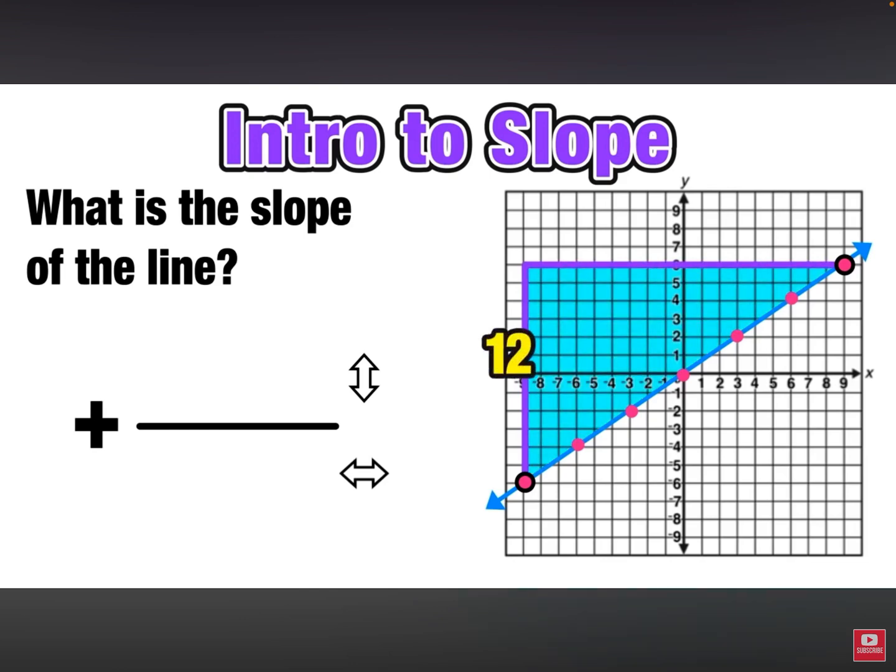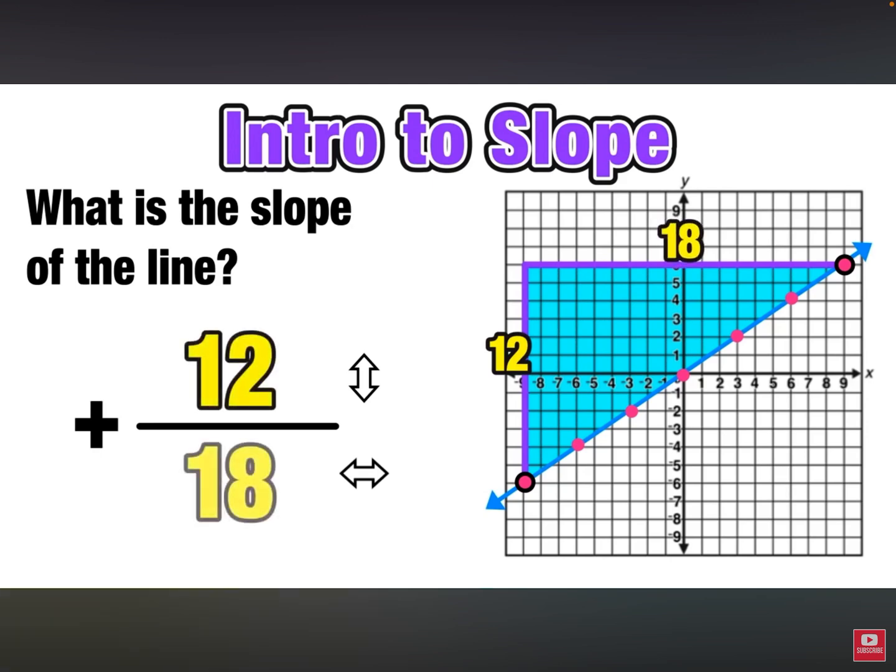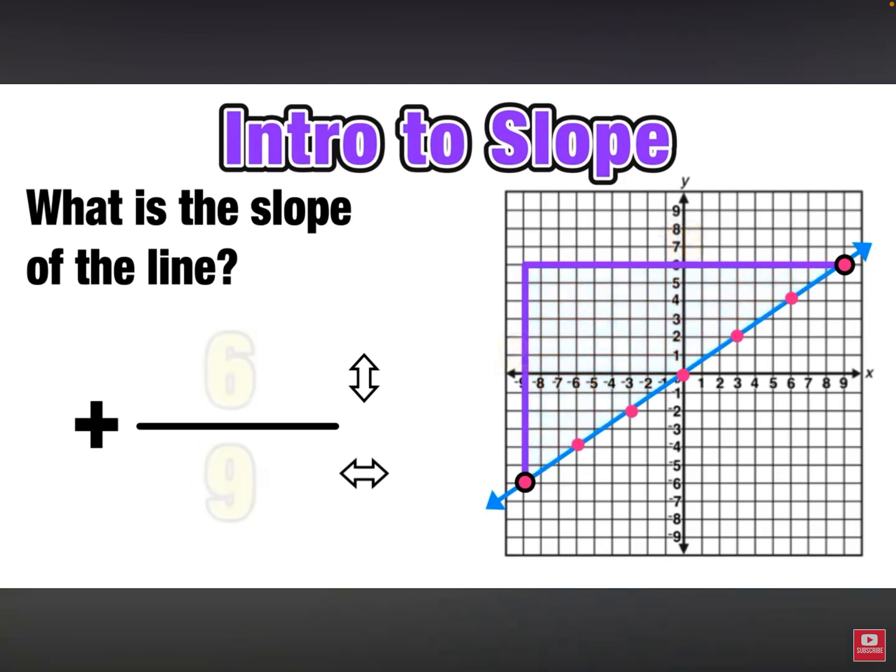If we count the number of units upward, we rose 12, and then our run was 18 units to the right. So we can express our slope as positive 12 over 18. However, 12 over 18 can be simplified. If we divide those both by 2, we get 6 over 9. That means that if I start from the same point and this time rise 6 units, and then run to the right 9 units, I'll still end up on the line.